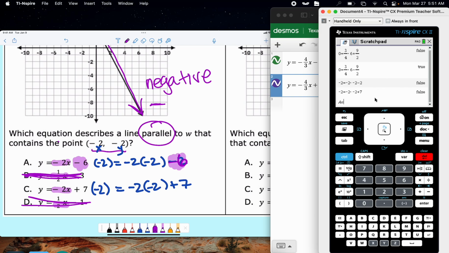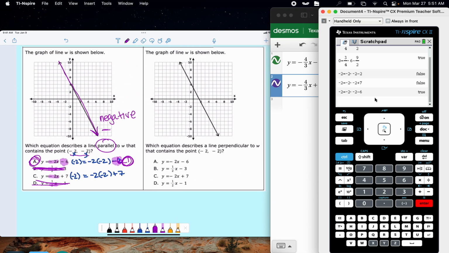-2, parentheses -2, equals -2, parentheses -2, minus 6. Enter. True. That's why we want to write everything down so you know what you messed up. Little mistakes, I still make them.